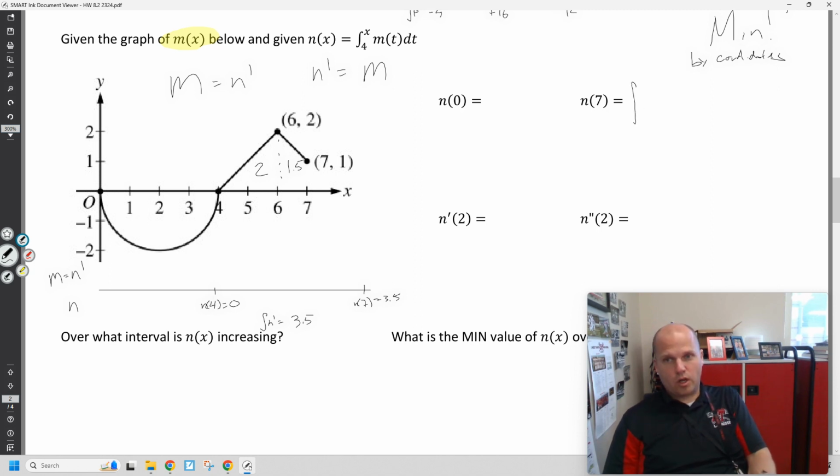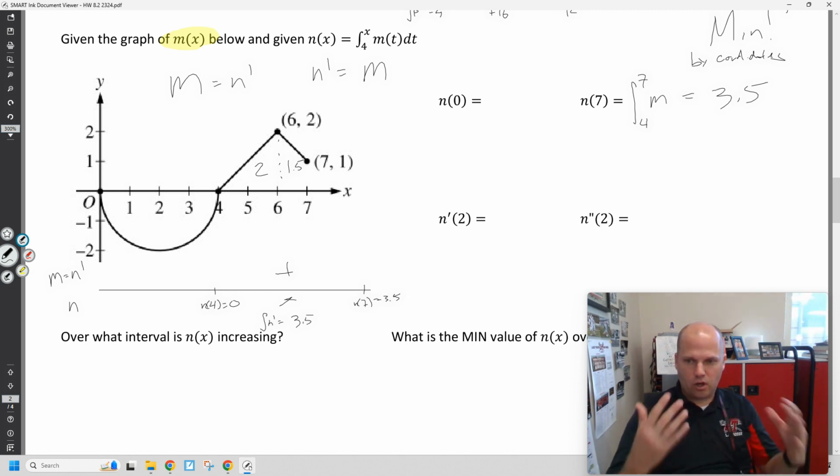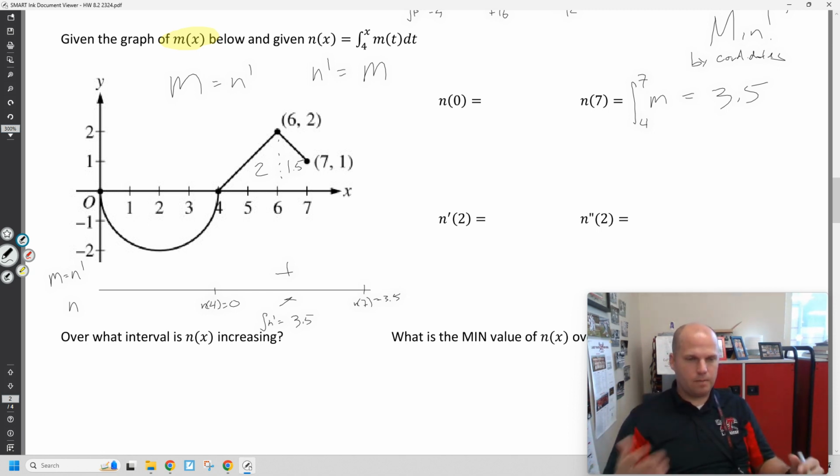Showing your work, though, would require you plug in 7 for x. The accumulation from 4 to 7 is 2, 3.5. Yeah, that makes sense. I start at 0. I add 3.5. Boom. My derivative was positive. These values of my derivative are positive, which means n is increasing. All works. It all makes sense. It's all something we've done.